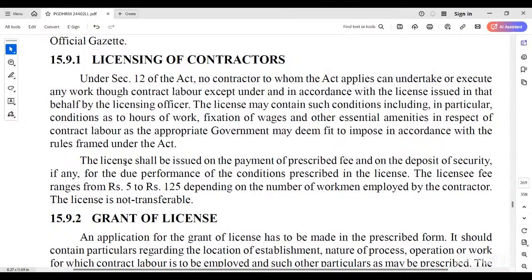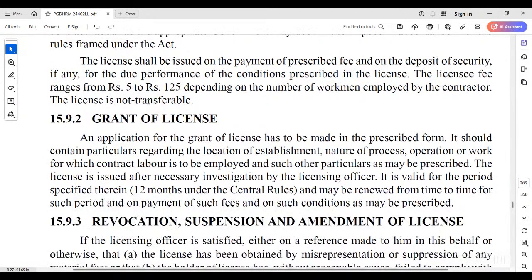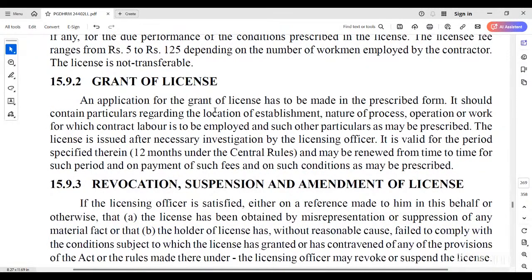The license fee ranges between rupees 5 to 125, depending upon the number of workmen employed in the contract. The license is not transferable. So one license cannot be transferred to others as per this Act, Section 12. And on grant of license, after verifying all these, the license will be given, and they can appoint these laborers under this Act.